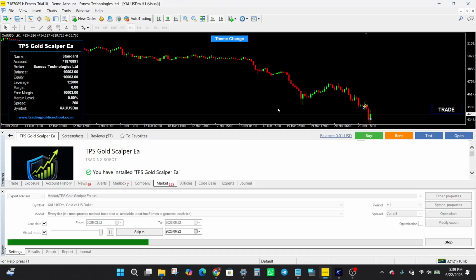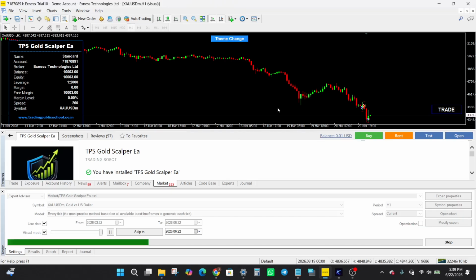So overall, the TPS Gold Scalper EA presents itself as a high-risk MT4 trading system focused on the gold market with dynamic lot sizing, built-in risk management tools, real-time monitoring capabilities, and customizable settings. As always, I recommend thoroughly testing the EA under your own conditions before making any trading decisions.